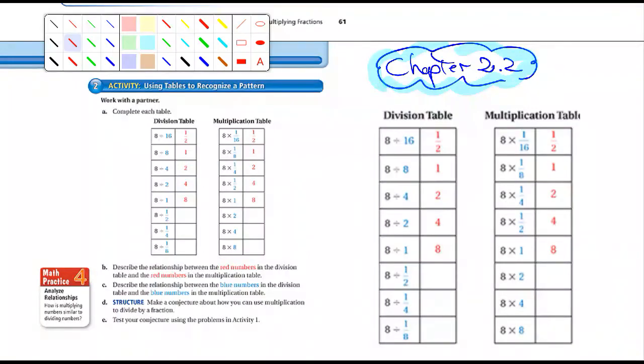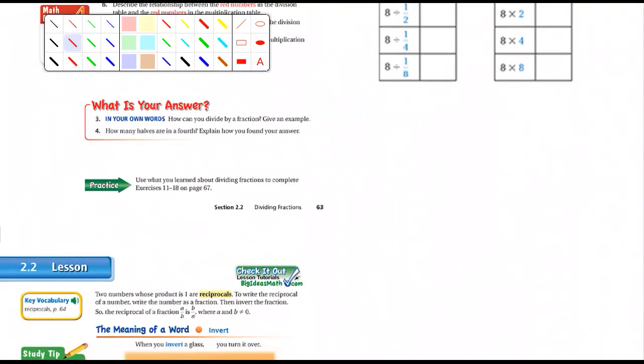This is the beginning of chapter 2. Before we do anything, I'm just going to show you guys how, and this section is all about dividing by fractions. So if I wrote the fraction, let's say 2/3 times, how about 1/4?